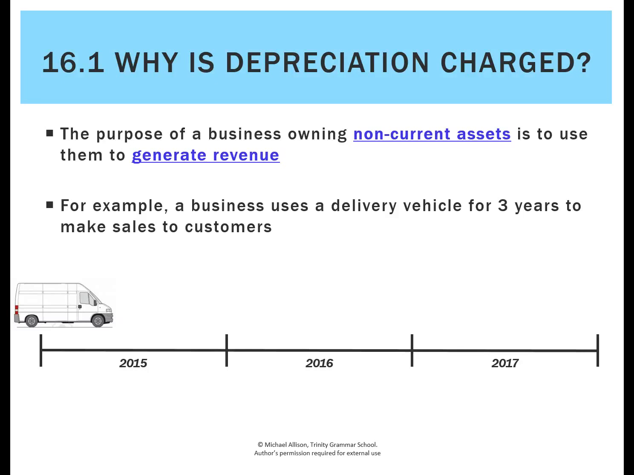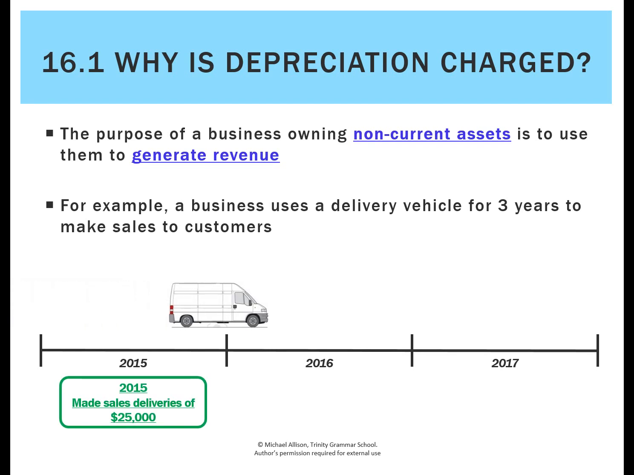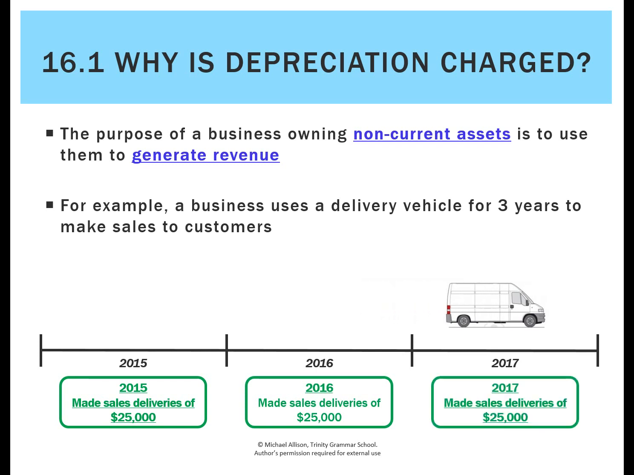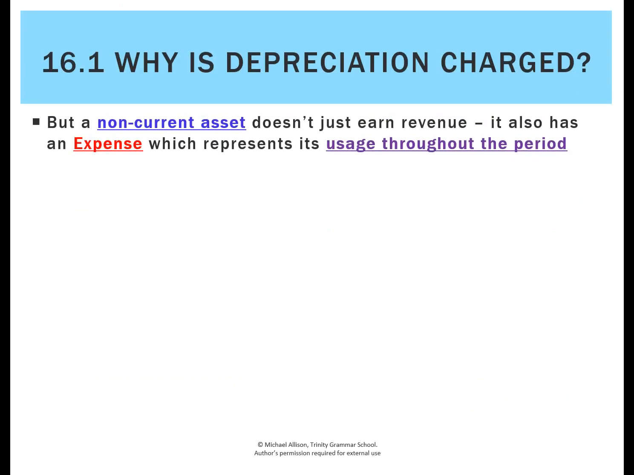So, for example, if we had a delivery van and we were going to use it for 3 years to make sales to customers, every year we use it, we're going to make some revenue. So for the first year, let's say we make sales deliveries of 25,000, and in the second year we make sales of 25,000, and in the third year we make sales of 25,000. So every year the van's being used to earn revenue, but the problem with that is we're not allocating any expenses.